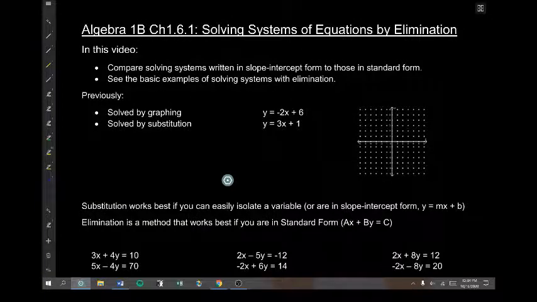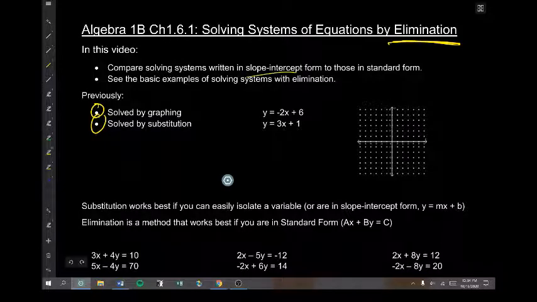Next method of solving systems and our last one. It's called solving by elimination. So we've already solved by graphing and we've solved by substitution. In this video, we'll compare solving systems between different forms, if one's in slope-intercept form versus standard form, and also see the basic examples of solving substitutions with elimination.